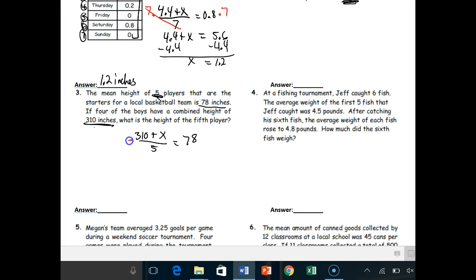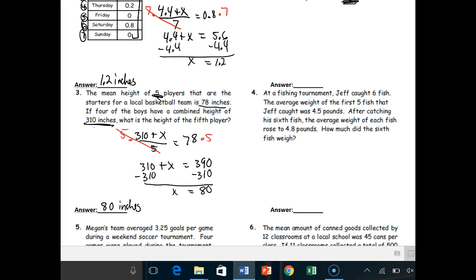Go ahead and say times 5, times 5, 310 plus x is equal to 390. Subtract 310 from both sides, and we get x is equal to 80 inches. So that 5th player, probably their center, is 80 inches tall.